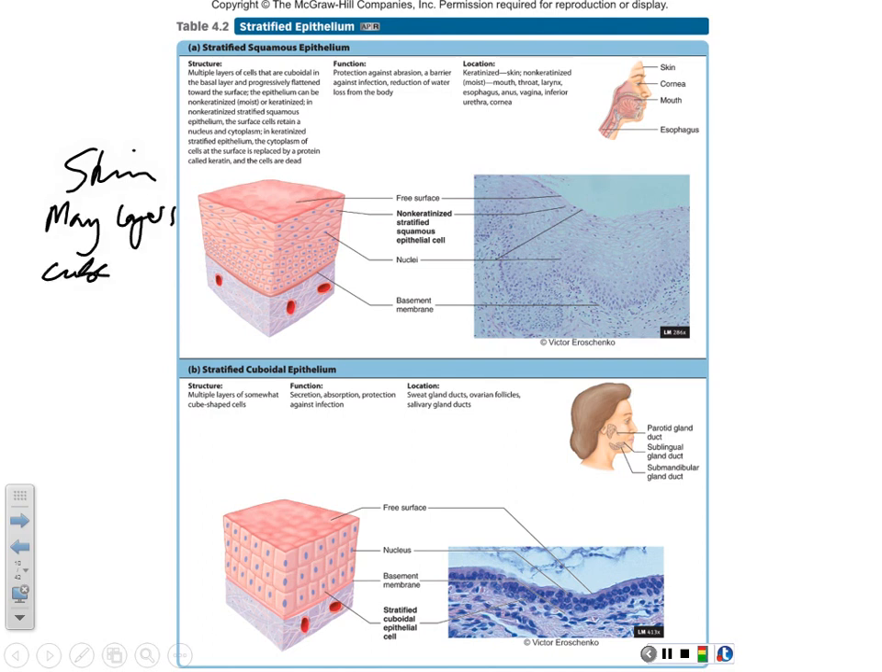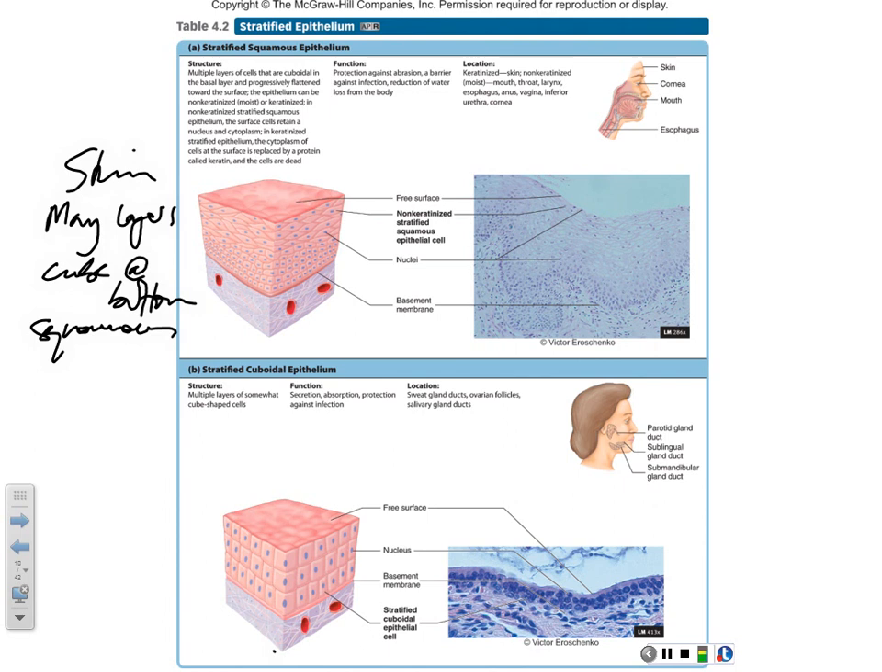Cube at bottom, and then squamous on the top. All right, a stratified cuboidal, like the salivary glands. Again, like I told you, the more volume the cell has, the more it is adapted to producing something or secreting something. So your salivary glands, your sweat glands, all those are cuboidal, multi-layered organs. All the glands usually are multi-layered, except the unicellular goblet cells.